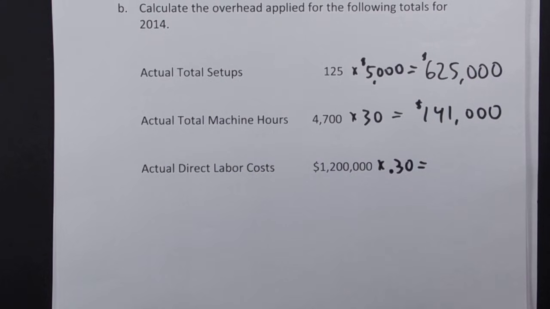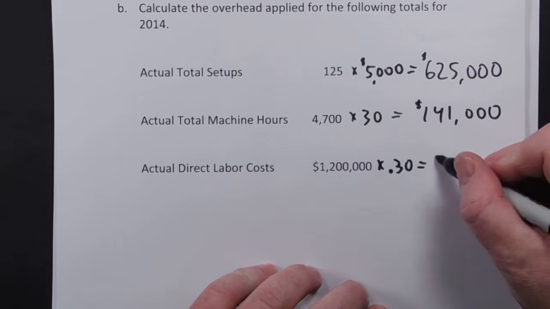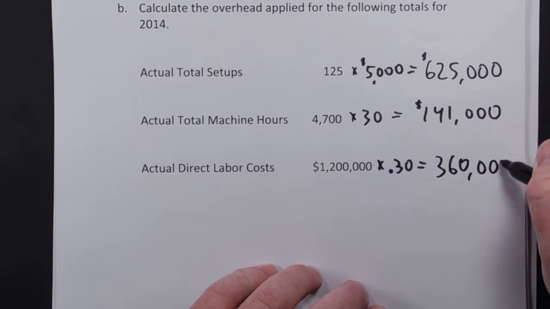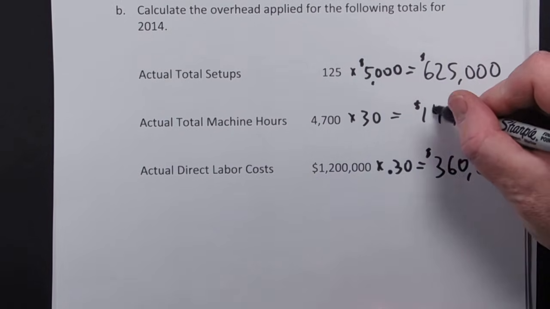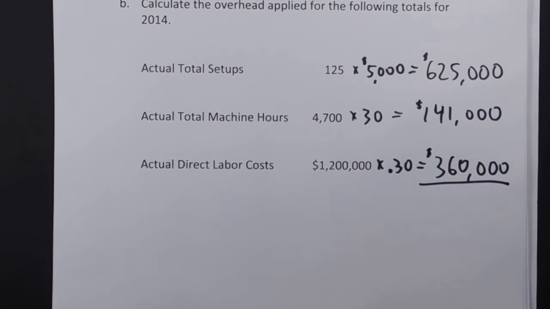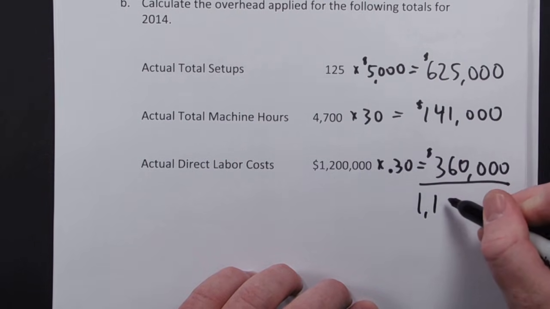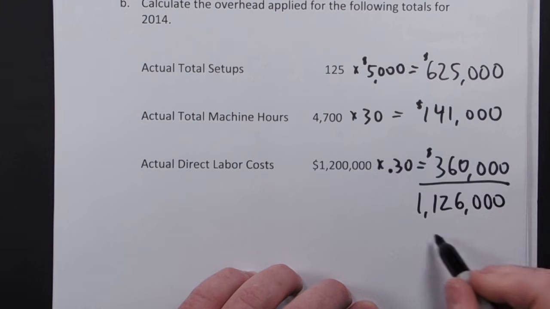So $360,000 will be applied. Total them all up. $1,126,000 total will be applied.